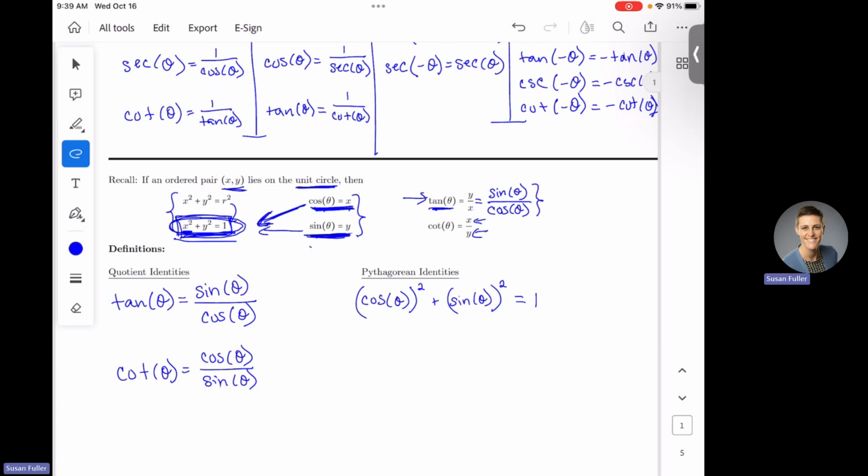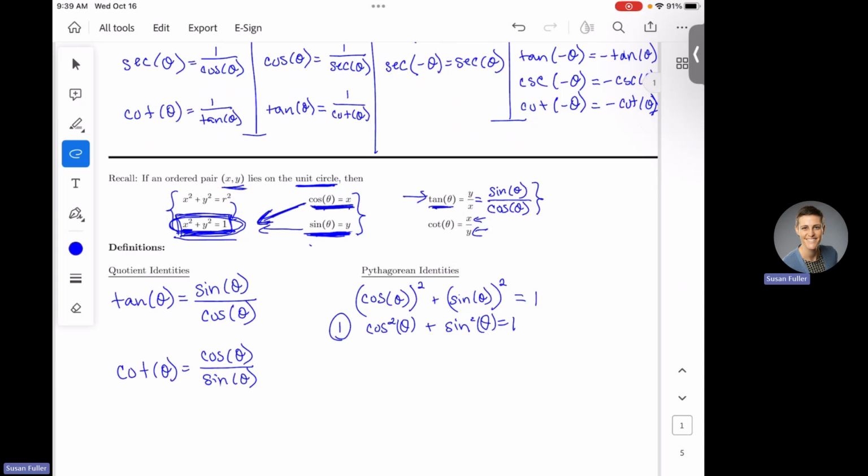We're going to fix that notation a little bit. We don't usually leave the squared on the outside just because it gets confusing. So I'm going to put that up here where we normally see it and write it this way. Our Pythagorean identity is that cosine squared of theta plus sine squared of theta equals 1. This is our first Pythagorean identity.